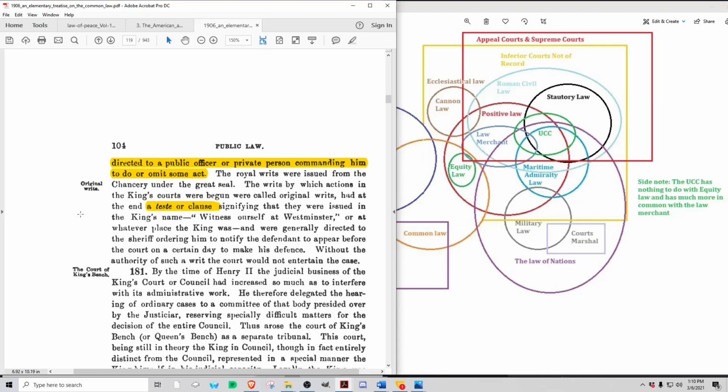A teste. Again, getting back to what I talked about before, the etymology of teste, or clause, signifying that they were issued in the king's name. So that's literally the king holding himself by his own nuts, saying, yep, I did this. Witness ourselves at Westminster, or at whatever place the king was, and were generally directed to the sheriff, ordering him to notify the defendant to appear before the court on a certain day to make his defense. Without the authority of such writ, the court would not entertain the case.